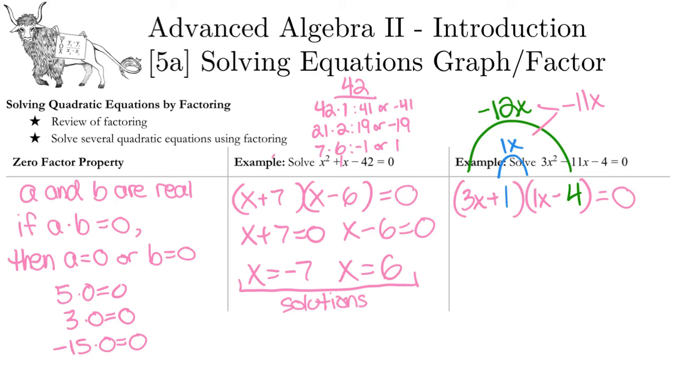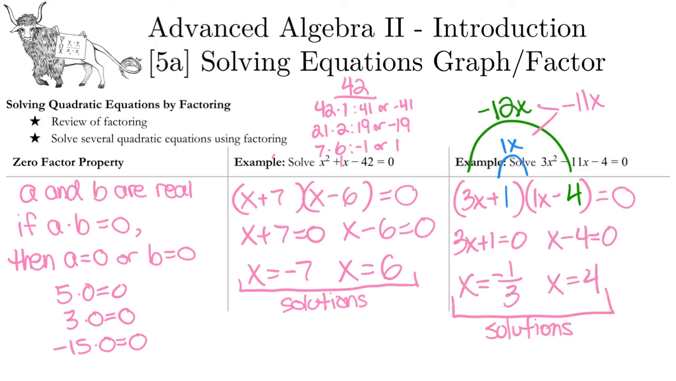We can apply the zero factor property to get 3x plus 1 equals 0 and x minus 4 equals 0. If we solve that left equation, subtract 1 first, divide by 3, we get x equals negative 1/3. And for the right equation, we get x equals 4. Thus, the solutions to that equation are x equals negative 1/3 and 4, which happen to be the x-intercepts of the graph.